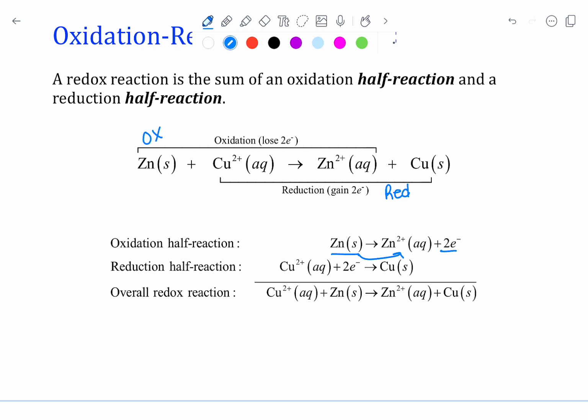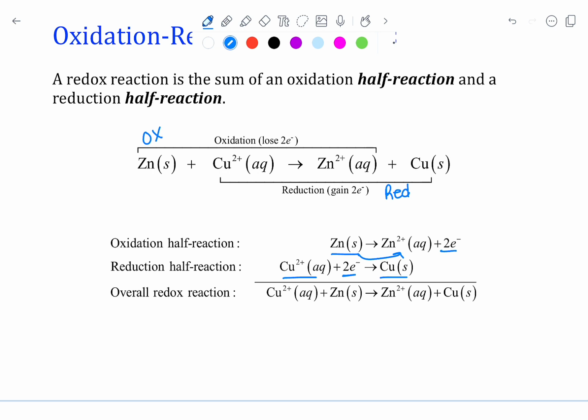The reduction half reaction shows that copper gains 2 electrons, so if it's gaining, those electrons are going to be on the reactant side because it's part of that reaction. They need to be there for the reaction to be complete. So it gains 2 electrons and turns into copper solid. These are half reactions because they're only showing half of the reactants and what's happening to that specific reactant.